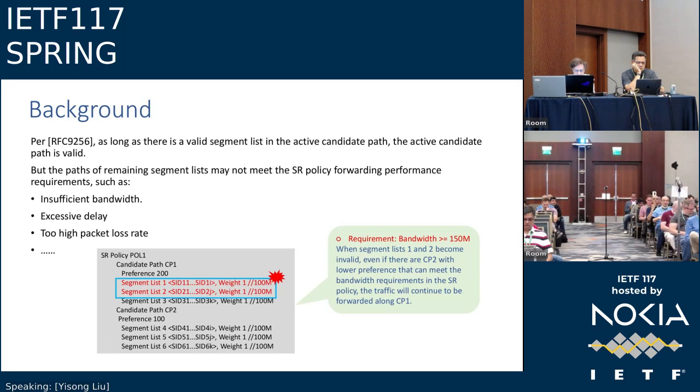I'm Yisong Liu from China Mobile. I'll present on behalf of my co-authors on flexible path selection. According to RFC 9256, as long as there is a valid segment list in the active candidate path, the candidate path is valid. That means only when all of the segment lists in one candidate path become invalid do we consider the path invalid.